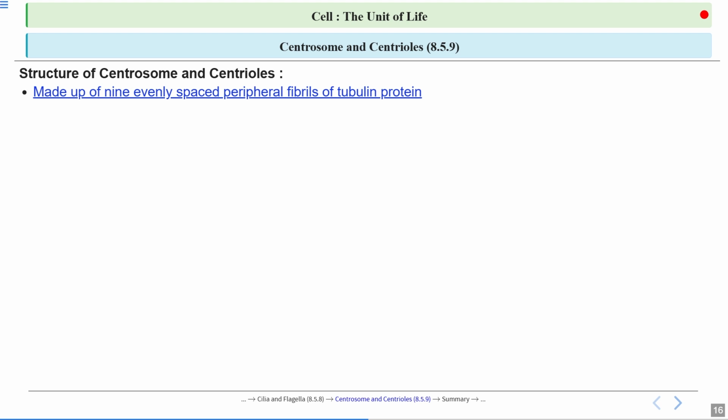Now, we have discussed it has a cartwheel-like appearance. These are made up of 9 evenly spaced peripheral fibrils of tubulin proteins. Each peripheral fibril is a triplet. Like we discussed in the axoneme, there were 9 peripheral microtubules. Here there are 9 peripheral fibrils made up of tubulin, but they are in triplets. Adjacent triplets are also linked.